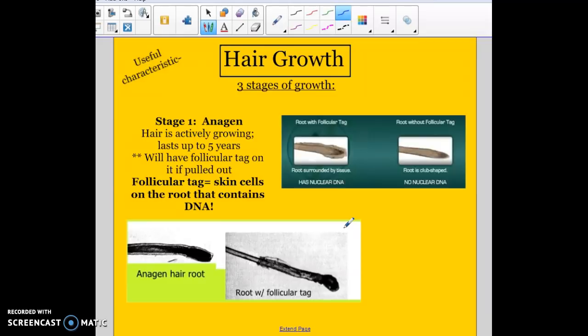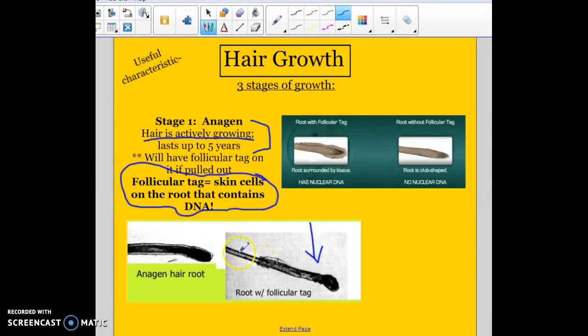The first stage is called the anagen stage, the second stage is called the catagen stage, and the third stage is called the telogen stage. Let's look at stage 1 first. That is where the hair is actively growing. Hairs will stay in this stage for up to 5 years. If a hair is pulled out during the anagen stage, it will have what we call a follicular tag. This is important. A follicular tag is skin cells that are attached to the root of the hair that can still contain DNA.